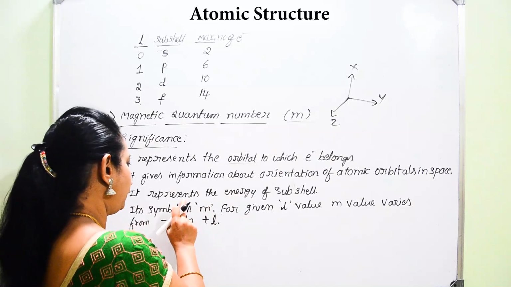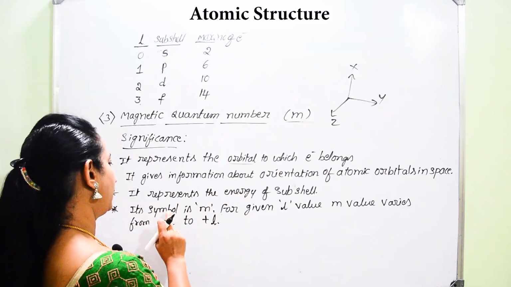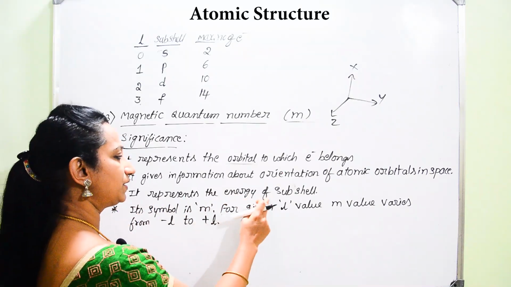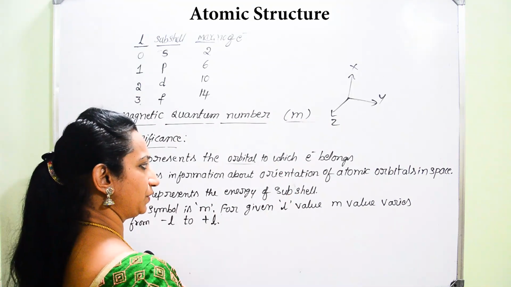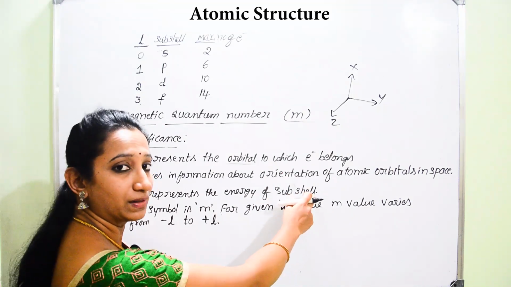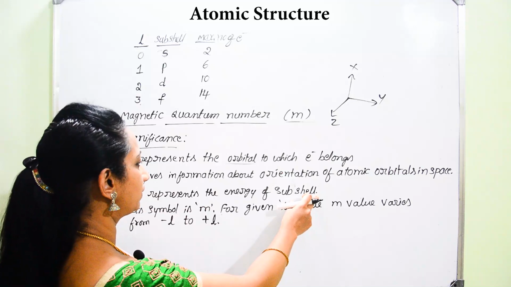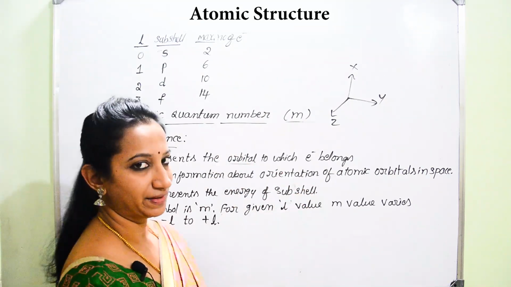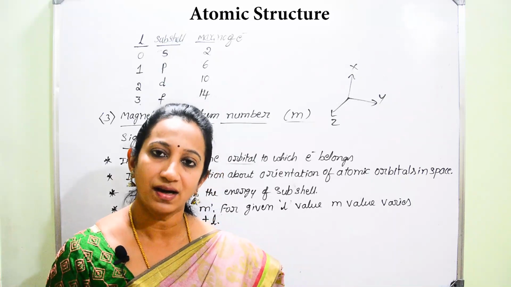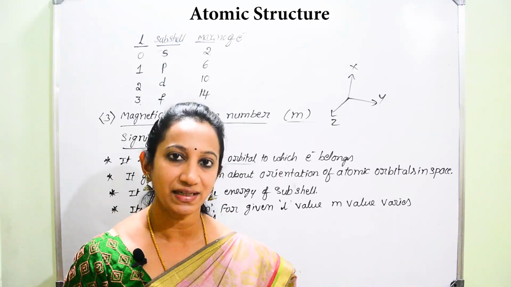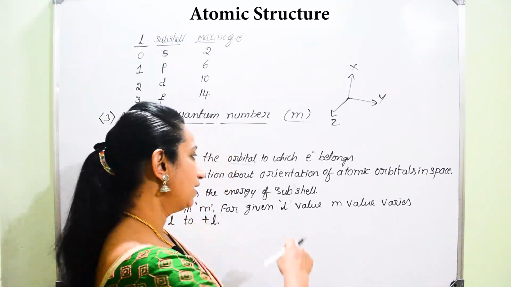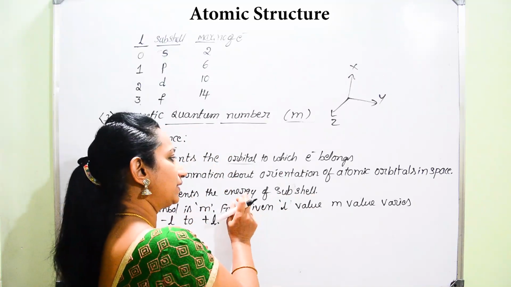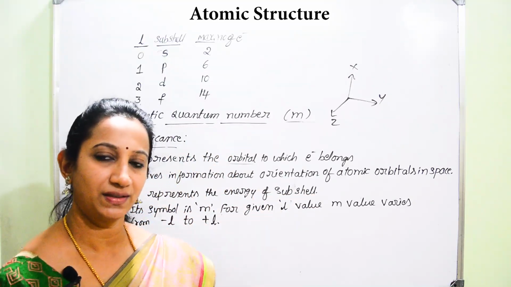Then, if you come for, it is actually representing the energy of the subshell. If you know the exact value of the principal quantum number and azimuthal quantum number along with this magnetic quantum number, you can easily predict whether it has lower energy or higher energy. That means you can easily compare the energy among the orbitals within a subshell.